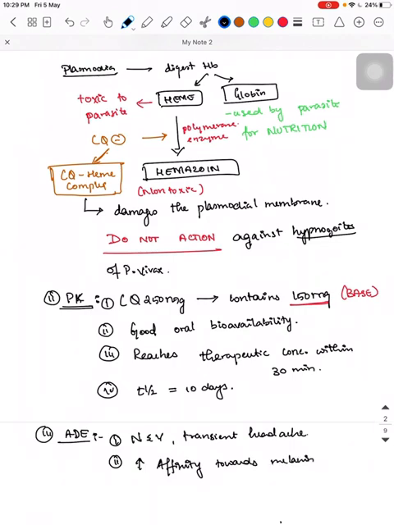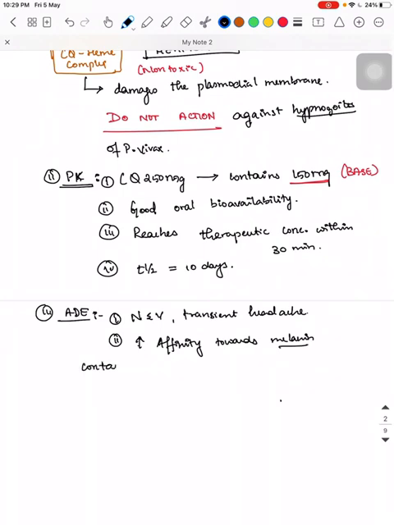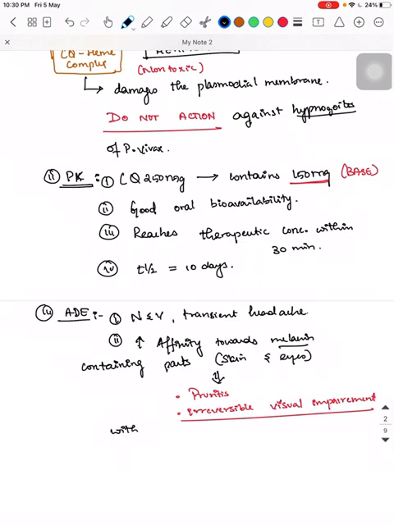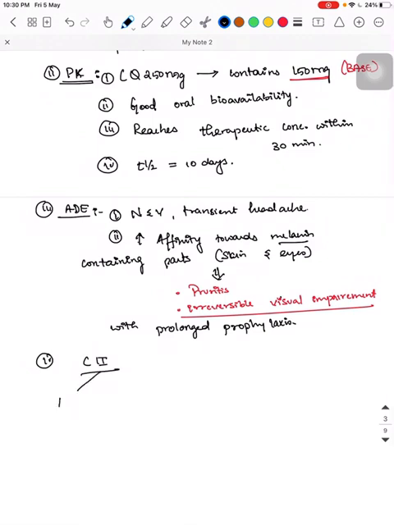It has a high affinity towards melanin-containing parts such as the skin and the eyes. Thus it causes pruritus, and when taken for a prolonged duration as prophylaxis, it can also cause irreversible visual impairment.